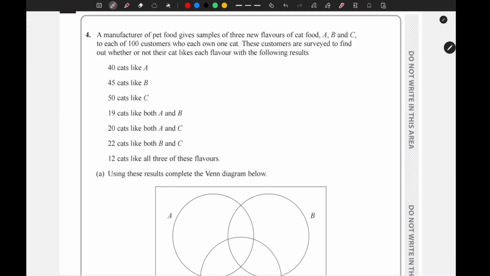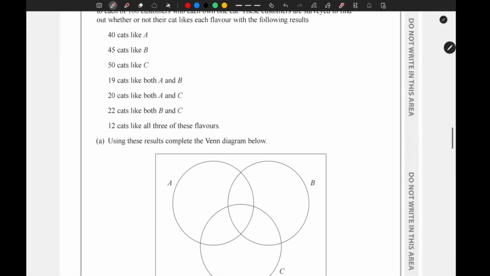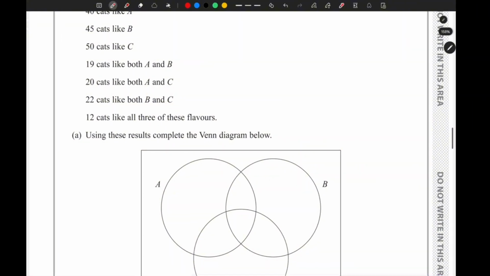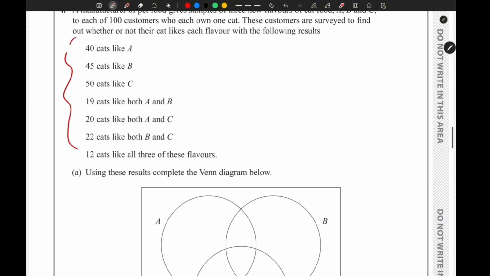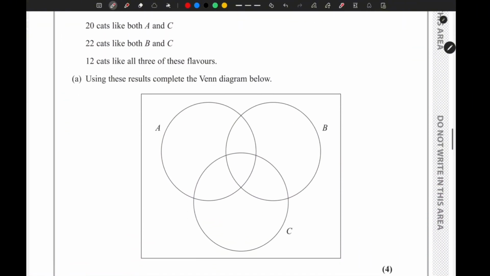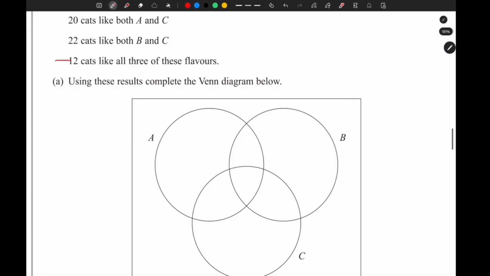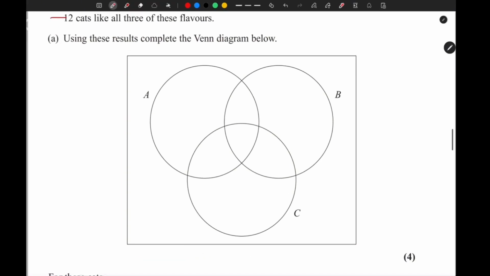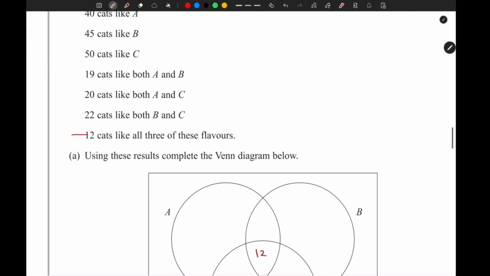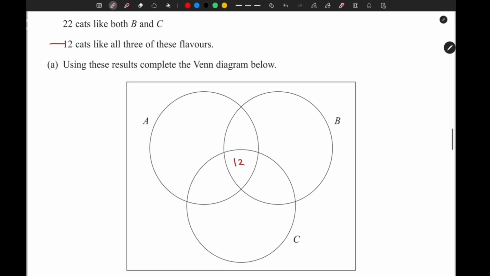So moving on to the next question, a manufacturer of pet food. So basically this is a set Venn diagram. We need to use this information to complete the Venn diagram. Let's first use this information, which is 12 cats like all three flavors. So this will be 12. And let's use this information now: A intersection B is 19. So the whole value of this is 19. So this will be 7.